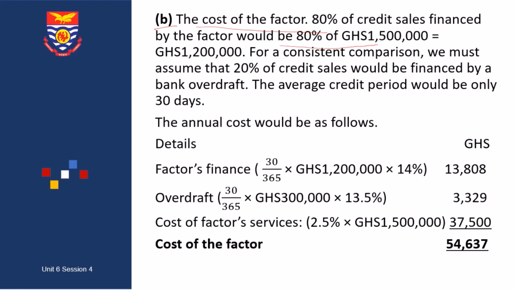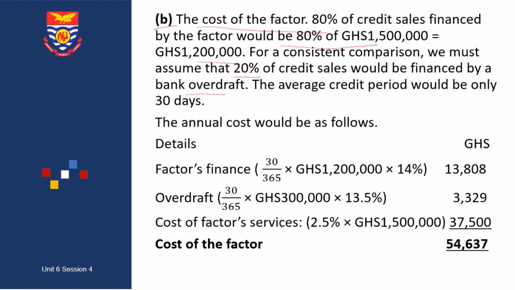Right. So for consistent comparison, we must assume that 20% of credit sales will be financed by a bank overdraft. Because you are not getting all the 100%, we are assuming that if the factor is giving you 80% of it, you are going to borrow just 20% of the amount from the bank, using the service of overdraft. I hope you understand. But without the factor, the factor was not giving anything, so we borrowed 100%. We borrowed all the 1,500 using the service of an overdraft. I hope it's clear. Good.